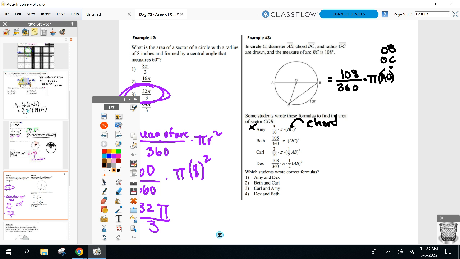Did anybody have an issue with the 3/10? The 3/10 isn't the issue. That's just 108 over 360 reduced. So that's fine. It was the BC part.